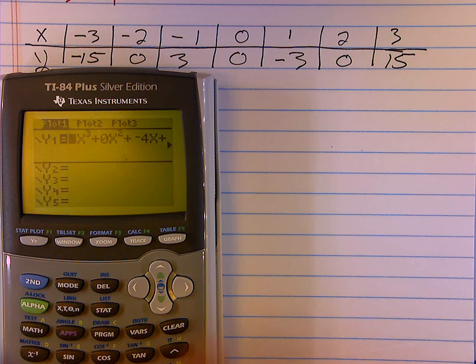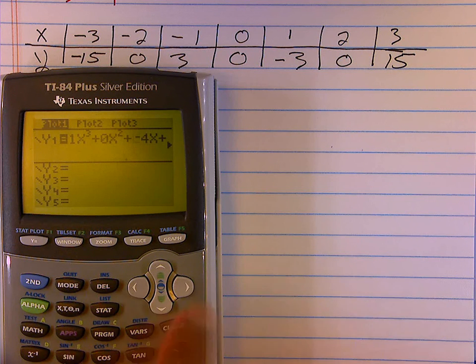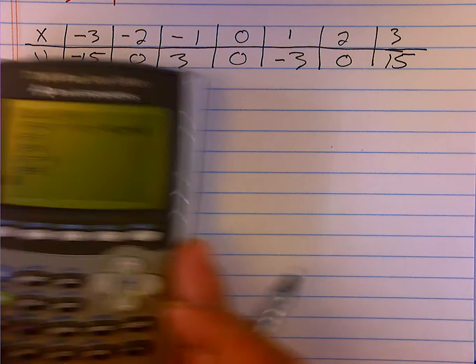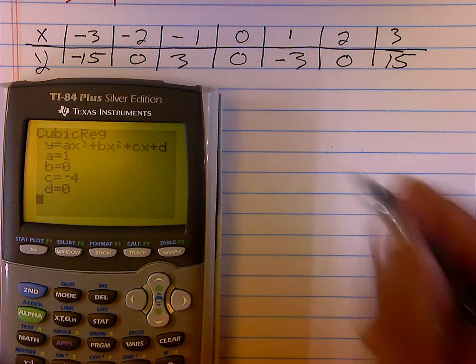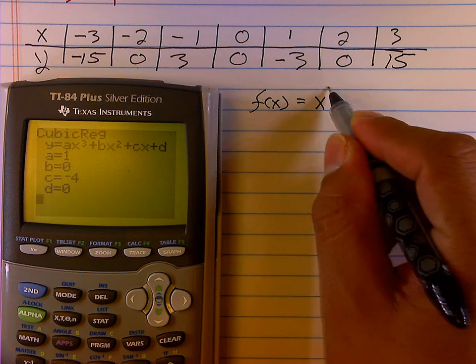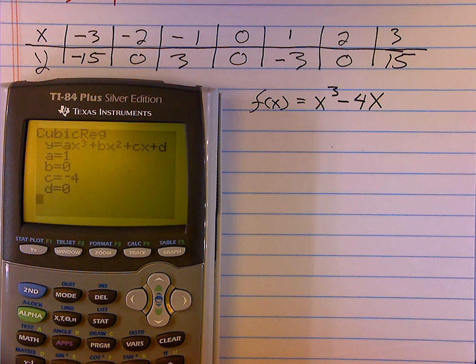There's my formula, y equals x cubed plus 0. That's very important. If I was writing it by hand, I would not write that 0 there. And I would not write plus minus, by the way, if I was writing it by hand. So, how would I write this out by hand? I would write it out this way. f of x equals x cubed minus 4x. That's it, because b and c are 0.